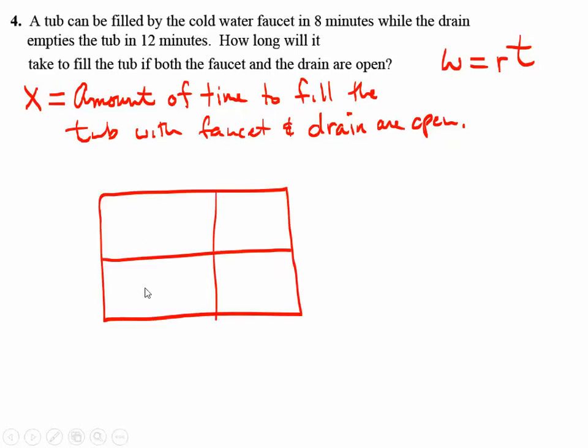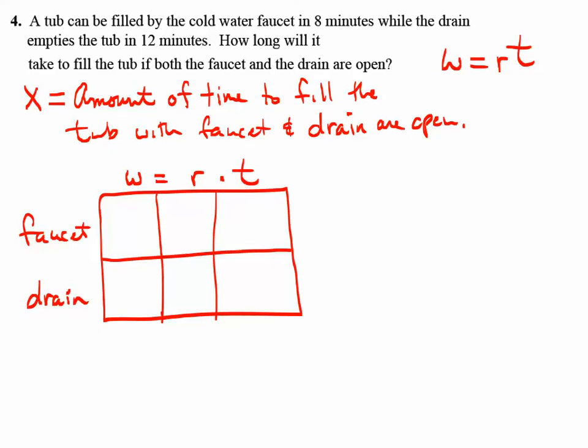Okay, look at this little grid again. On top, W is equal to, I think you can guess what's on top. W equals R times T. Okay, so what are my row headers? What's doing the work? The drain and the faucet. Faucet is doing one kind of work. The drain is doing another kind of work.